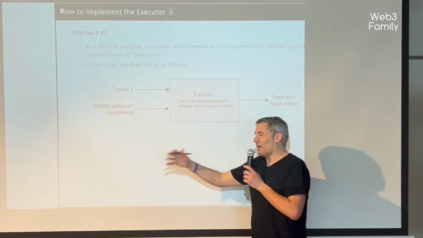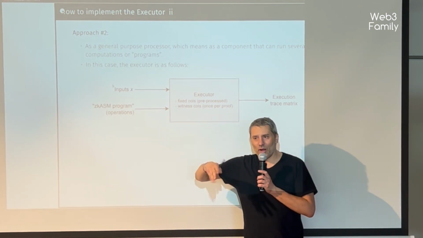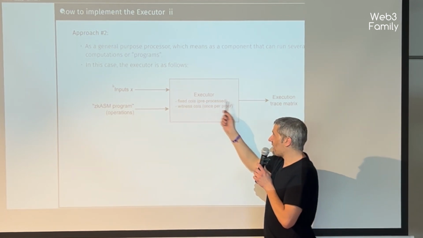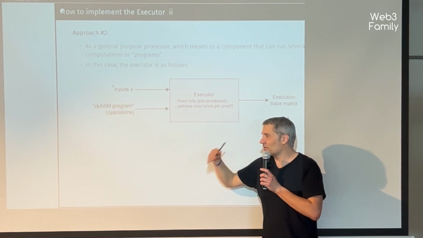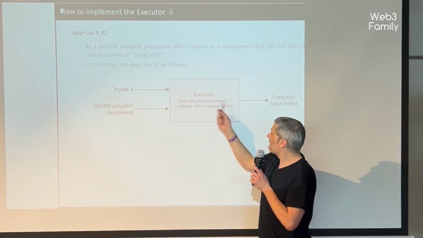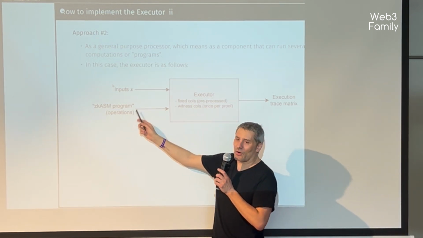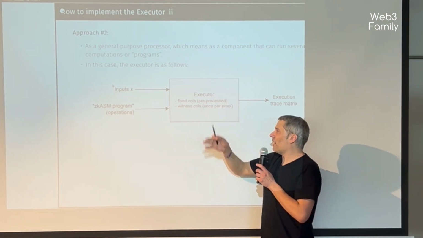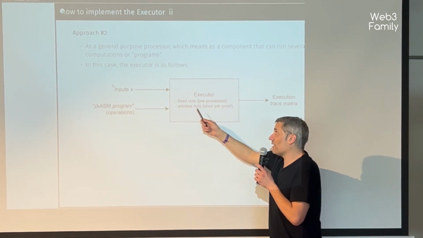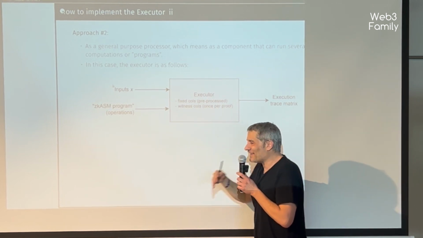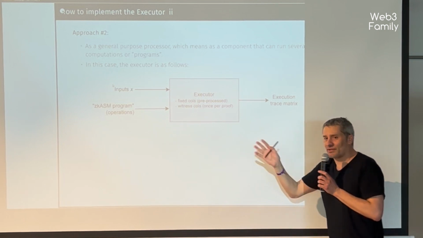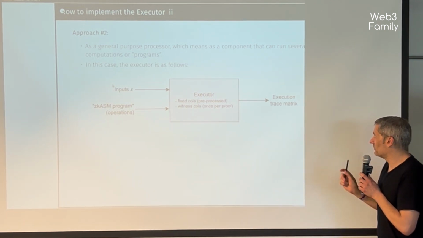It will see how many columns we have, which columns are fixed or pre-processed. It will generate all these columns once, okay? And then, with this program, it will also be able to read which are the witness columns, and then the executor will be executed each time we want to generate a proof, and will generate these columns that change from one proof to the next, okay?